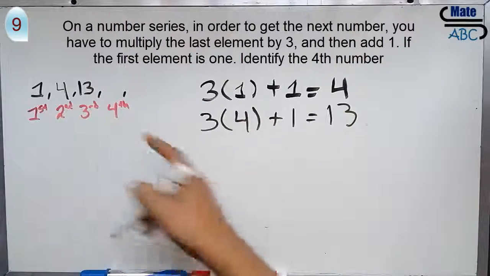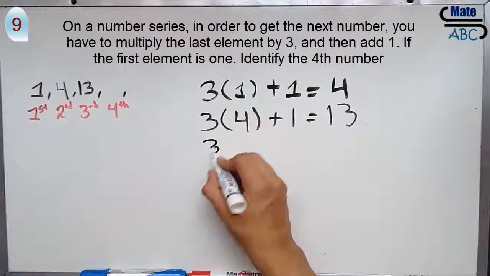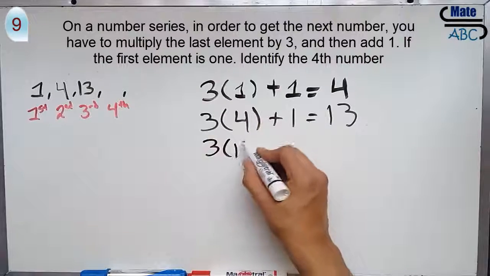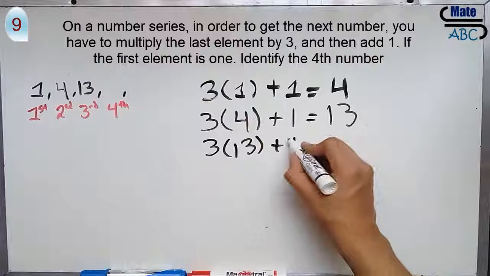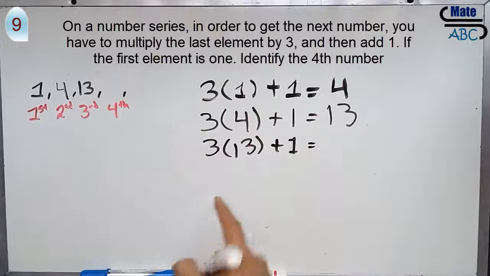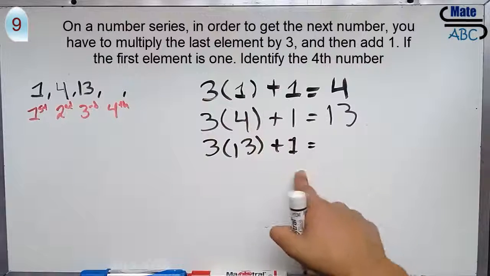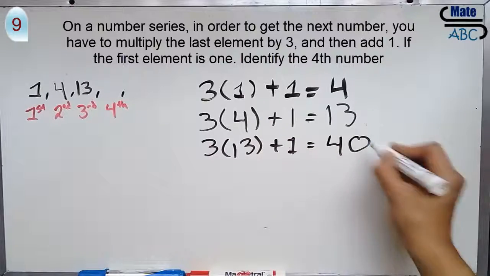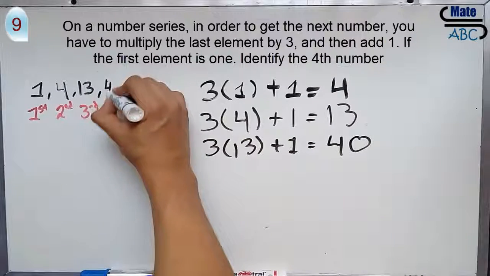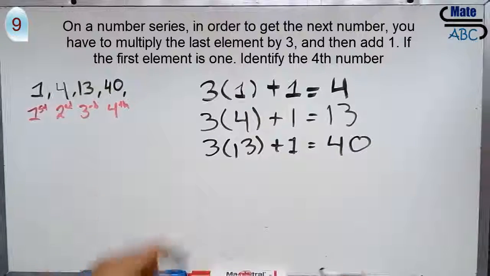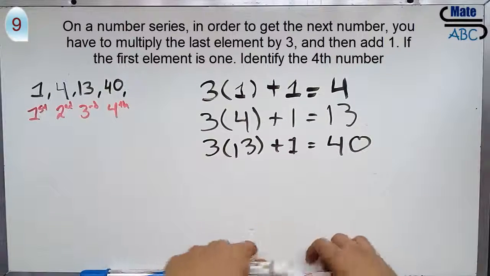The next number will be 3 times 13. Then we need to add 1. And this is 39 plus 1, 40. So we have that the fourth element will be 40. And this is the answer, 40.